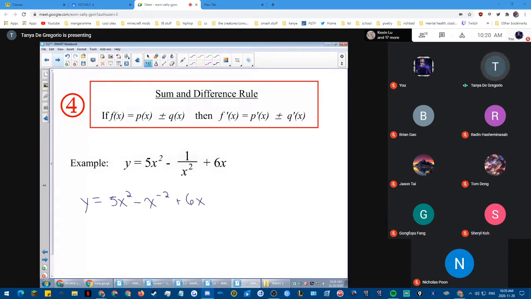I make that exponent negative. I get rid of the fraction. It makes my life easier, yes? Good. Now, I take my derivative. And here, I'm going to use a different notation, just to be different. I'm going to use dy dx.